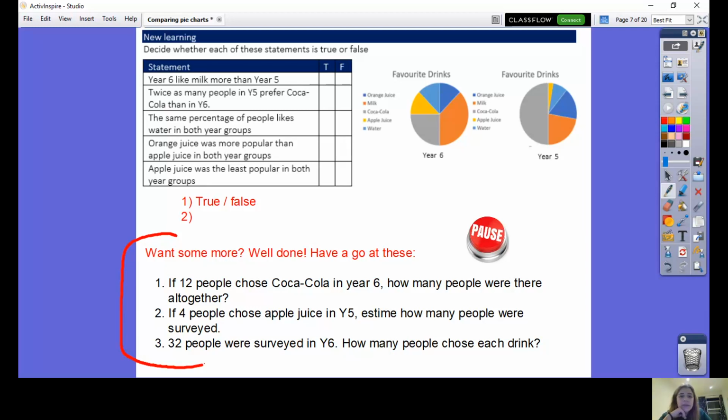So pause the video and try these questions either on your worksheet if you've printed it out, but remember, you don't need to print anything out for this lesson. You can just solve these questions on your piece of paper. 1, 2, 3, 4, 5. Pause the video now and have a go.